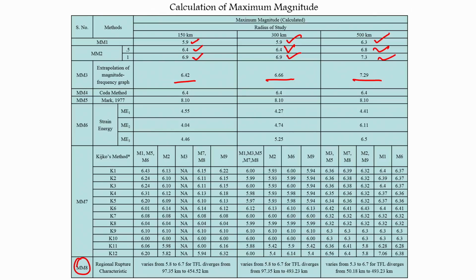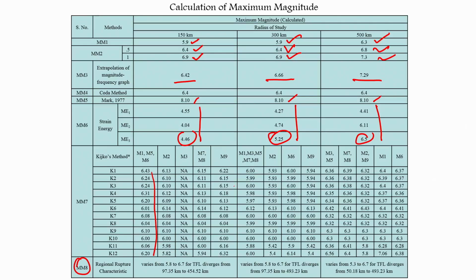The method 8 gives 8.1, 8.1 and 8.1 because the length, this was actually given the highest magnitude in each method. The strain energy method you can see here, it is around 4. So here 4 to 5.25, here 4.4 to 6.5. The 6.5 can be taken as the M3, that is what is suggested. The Kijko method you can see is a different method, M1, M5, M6 give similar values in the 12 methods. Then M2 and M3 are not applicable, M7 and M8, M9.